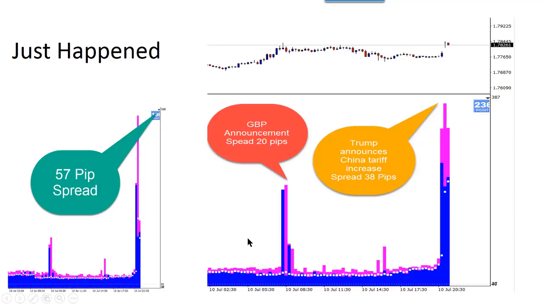Now if you didn't have this tool, you would not know about this at all. It's not recorded anywhere, so you wouldn't know that this has happened. So here's the example. Here's the British announcement over here, and there's the Trump one, and then something happened in between. There was a small announcement in the US session.